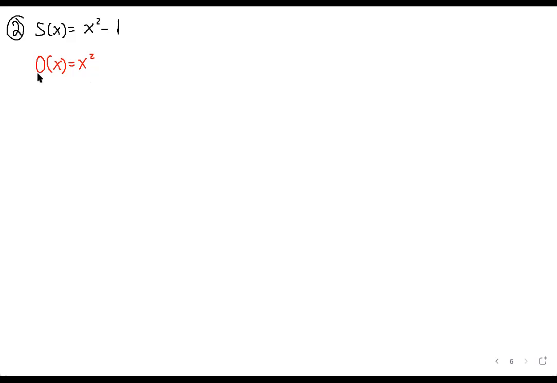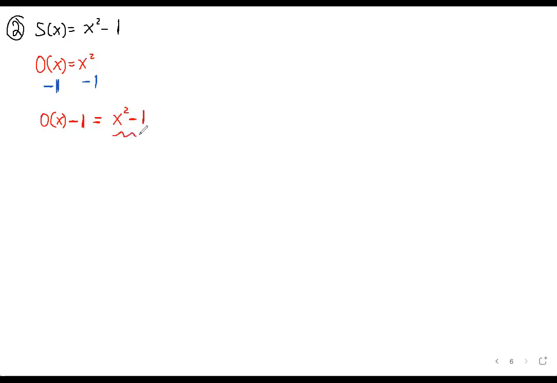But let's do it step by step. So my original function looks like f of x equal x squared. Then I have to modify this function such that I make it exactly similar to this function. So what do I have to do now? Subtract 1 from both sides. Yes, subtract 1 from both sides. So now I get f of x minus 1 equal x squared minus 1.